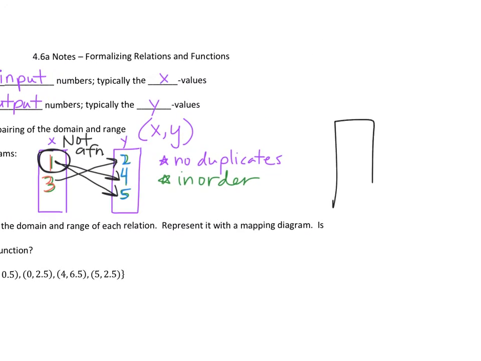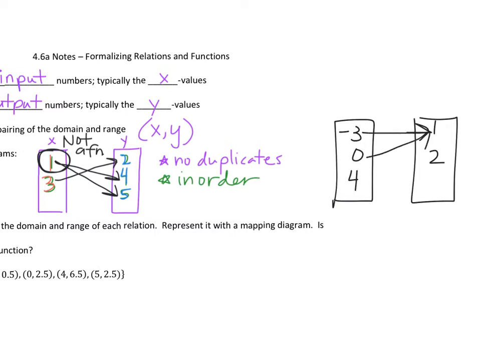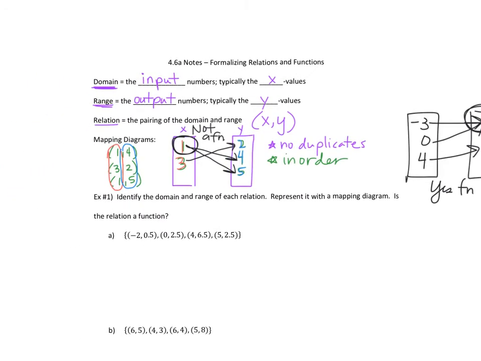Let me show you what I mean by that. Let's say you had a mapping diagram that looks like this. We have -3, 0, 4, and 1, 2. Okay, I can have a mapping diagram that looks like this. So 4, 2, 0, 1, and -3, 1. Notice there's 1 y value that has 2 lines going to it. This is a function. We would say, yes, this is a function. This one over here, however, is not a function because the x value has 2 lines coming off of it. Okay, so that's how you're going to tell if something is a function.